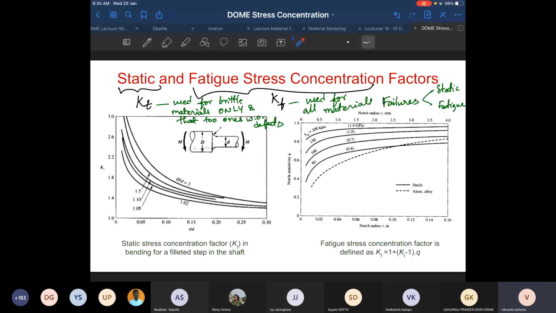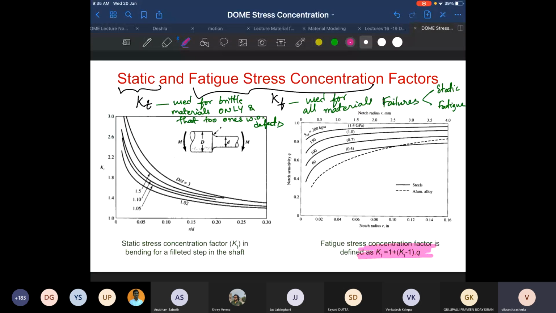Now, even though KT is used only in limited places, it is a very important parameter, and we still determine it because KT is required in order to determine KF. The fatigue stress concentration factor definition is given over here. We write the fatigue stress concentration factor KF as equal to 1 plus (KT minus 1) times Q, where Q is the notch sensitivity factor.